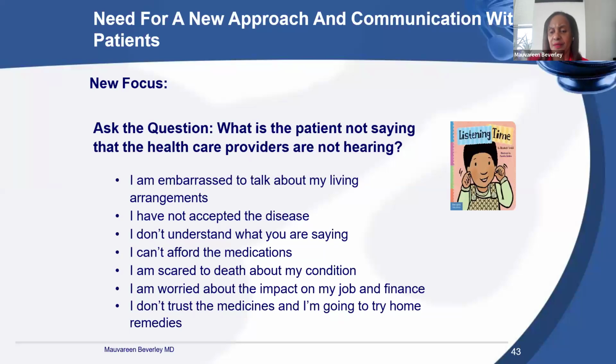I may have not accepted the disease. I don't understand what you're saying. I can't afford the medication. I'm scared to death about my condition. I'm worried about the impact on my job and finance. I don't trust the medicines and I'm going to try home remedies.